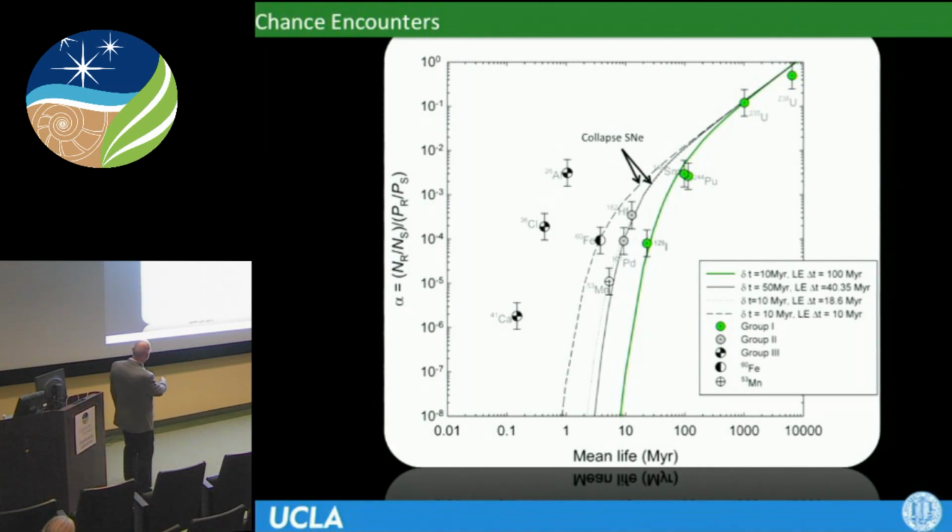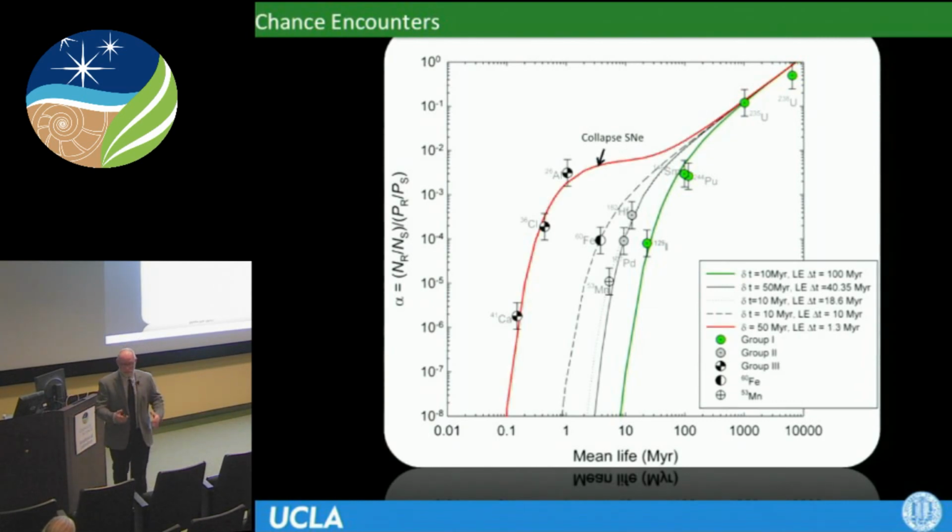Okay, and then we're left with the really short ones. Remember, this is mean life. So these are all things with half-lives less than 1 million years on the left here. How can we explain those? Well, you can put one curve through those that has a delta of 50 million years and a last event of 1.3 million years, which is just an expression of the fact that they're short-lived radionuclides and they decay fast.